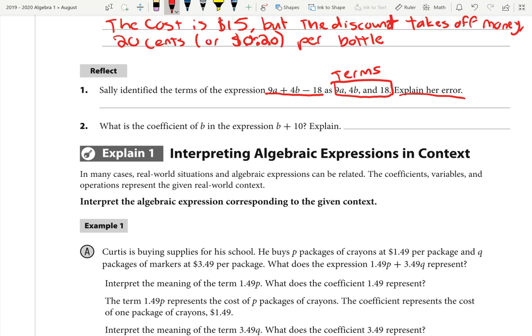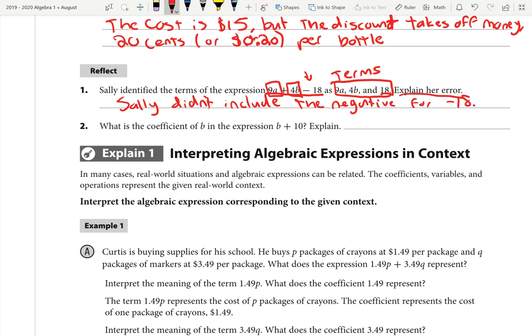Okay. Well, we know that 9a is a term. We can see that. We know that 4b is a term. However, what she's got wrong is her 18. Because it's a minus 18, that term should be negative 18. So we can say Sally didn't include the negative for negative 18. That was her issue.